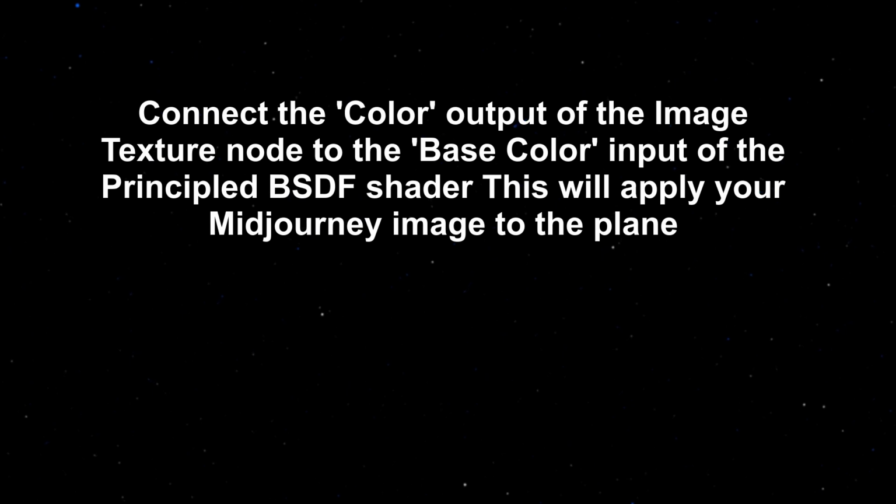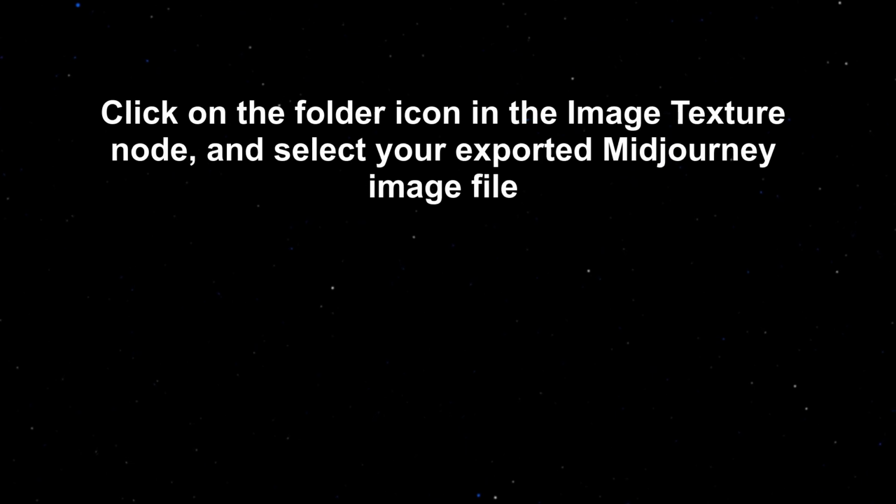Connect the color output of the image texture node to the base color input of the principled BSDF shader. This will apply your Midjourney image to the plane. Click on the folder icon in the image texture node and select your exported Midjourney image file. And just like that, your AI artwork is now textured on a 3D plane.